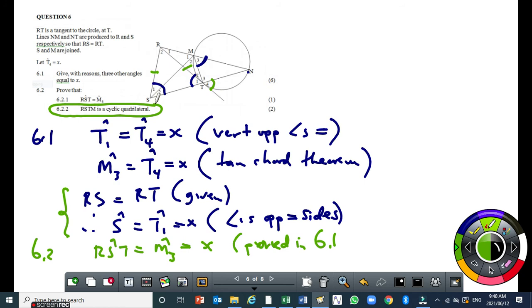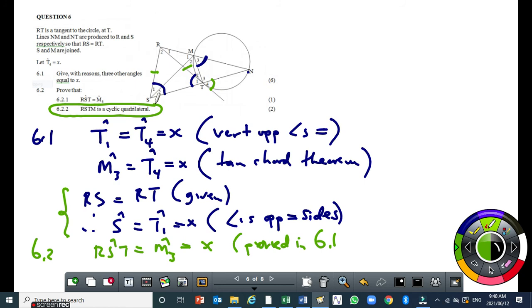Alright. Now, do you see a butterfly there? If you see a butterfly, then you can use the converse of theorem 4, converse angles in the same segment. But now, the thing is, if you see the butterfly, how are you going to prove that angle T1 is equal to M1?